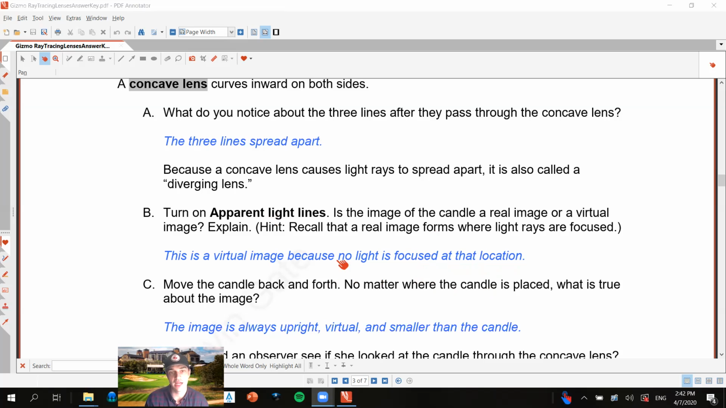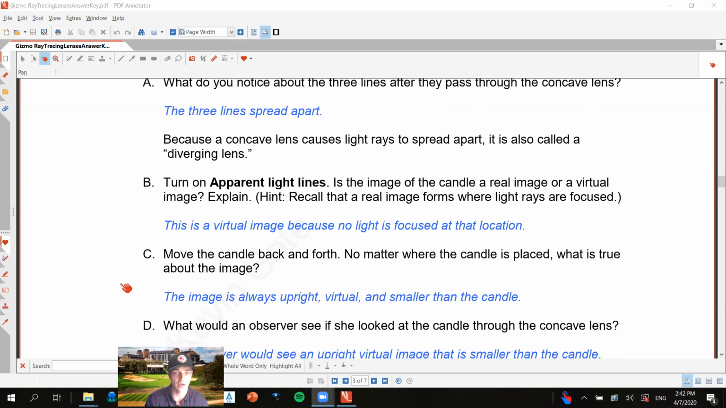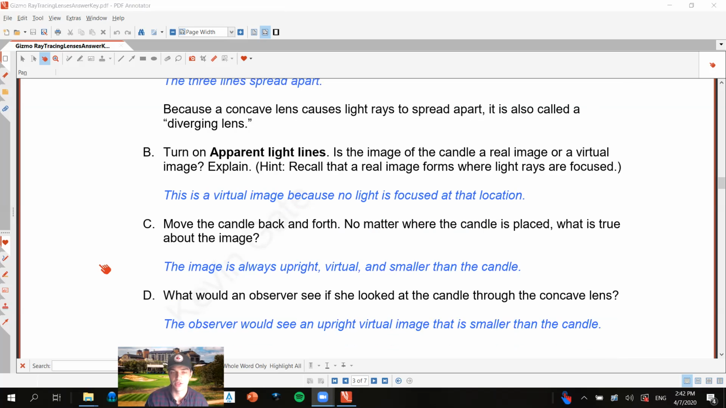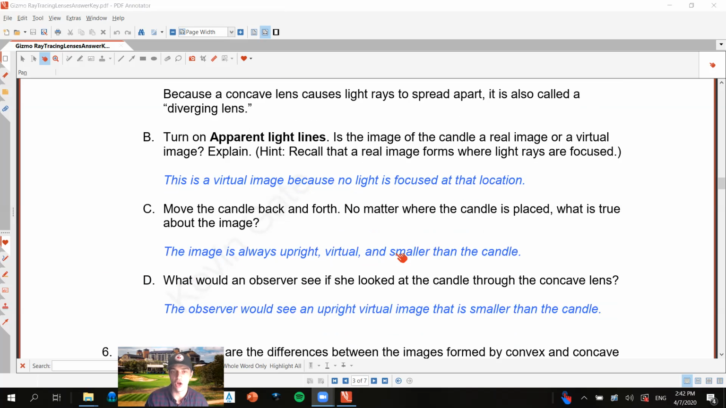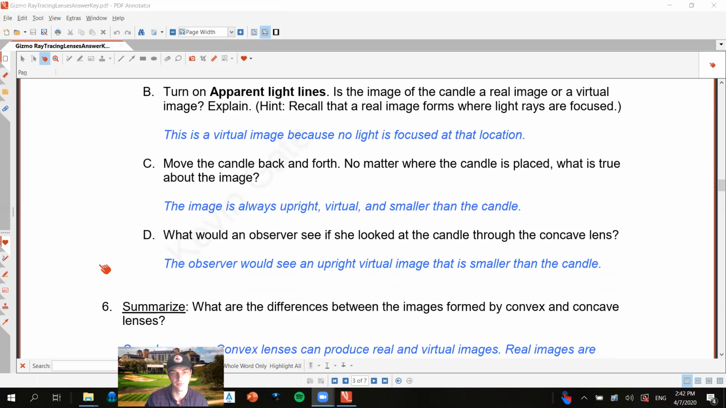Those are just the extended apparent light lines that we've added. So we know even more now that this is a virtual image. Question C asks us to move the candle back and forth, and no matter where the candle is placed, what is true about the image? Well, it turns out that the image is always upright, virtual, and smaller than the candle.